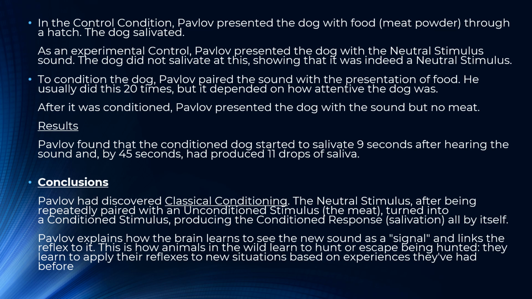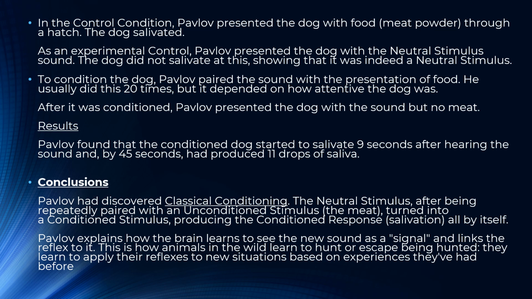To condition the dog, he paired the sound with the presentation of food approximately 20 times. Now, it wasn't always 20 times. It depended on how attentive the dog was. If you had quite a keen dog with higher order thinking skills, quite happy to pay attention to humans, it might have been slightly less. If you had a dog like mine who pays absolutely zero attention to humans ever, it would have probably taken about 100 goes to get her to do what she was told. So it did depend on the attentive nature of the dog, but it was approximately 20 times overall.